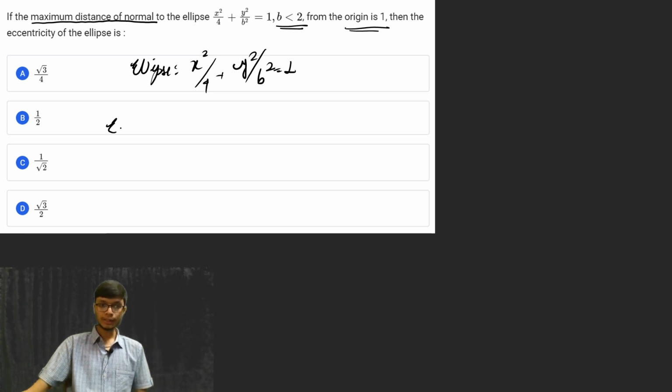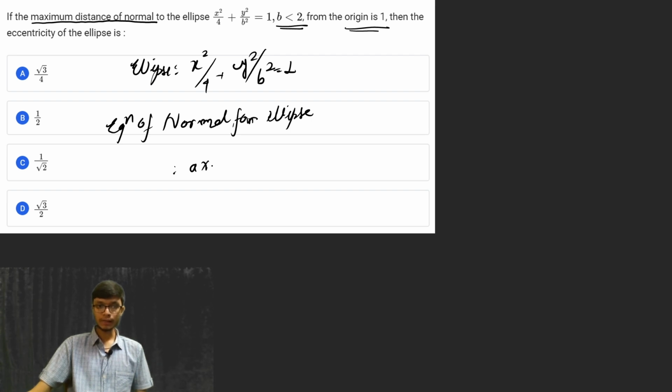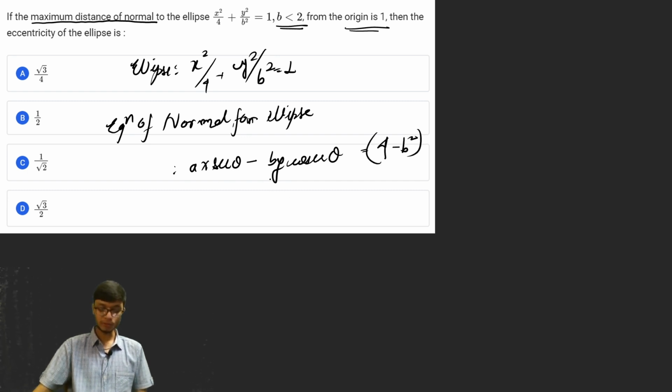What you know is that the equation of the normal for the ellipse with a given parameter theta is ax sec theta minus by cosec theta, or you can write ax by cos theta minus by sin theta is equal to a square minus b square, that is 4 minus b square. So that's the equation of the normal for the ellipse.